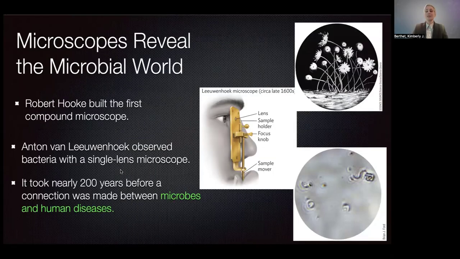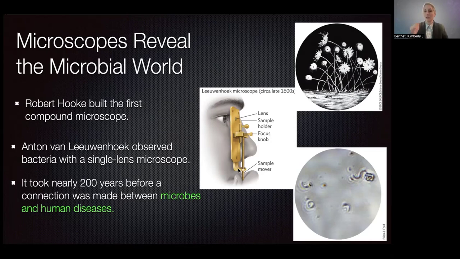Okay, when we start understanding microorganisms, it starts with the invention of the microscope. So here we see Robert Hooke was one of the first people to build a microscope. And from there, we have Anton van Leeuwenhoek, who is able to make observations of microorganisms. And the microscope he used is the one envisioned here in this image.